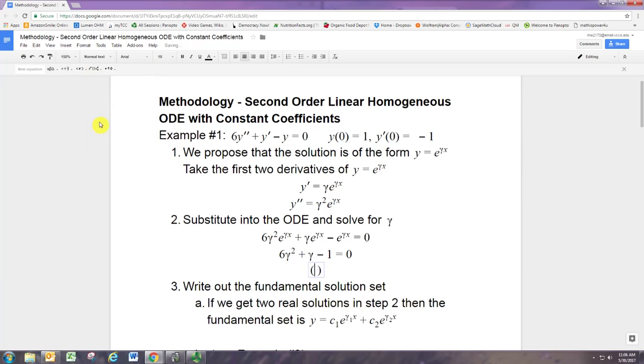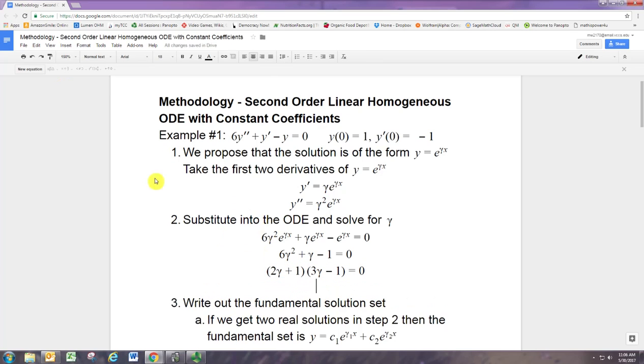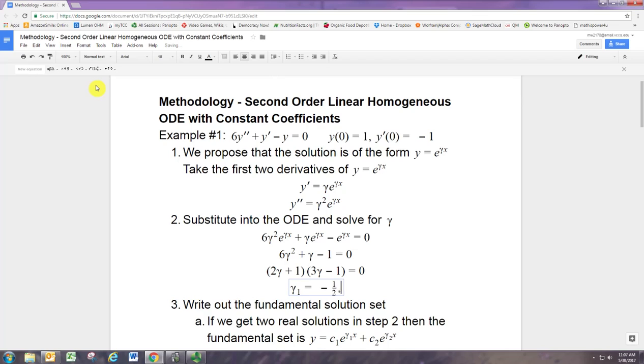And it'll lead us to the case of two real distinct solutions. So this factors into 2 gamma plus 1 and 3 gamma minus 1. Right? And when you solve those two factors set equal to 0, you get your two solutions, which we'll call gamma 1 and gamma 2. So gamma 1 is negative 1/2. And gamma 2 is 1/3.